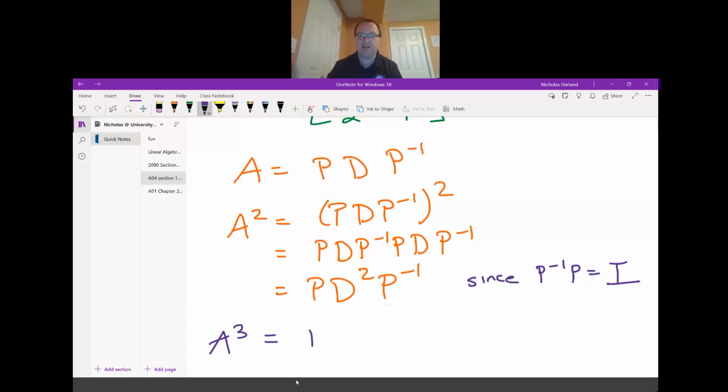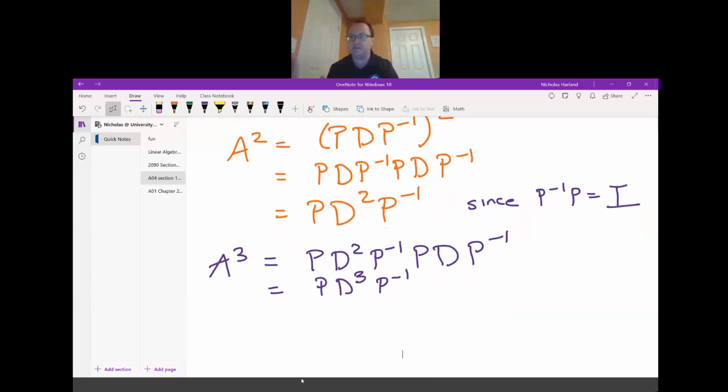So that's P D squared P inverse. That's A squared, times another P times D times P inverse. Once again, the P inverse cancels the P, leaving us with PD cubed P inverse. What about A to the 4? P times D to the 4, P inverse, and so on.